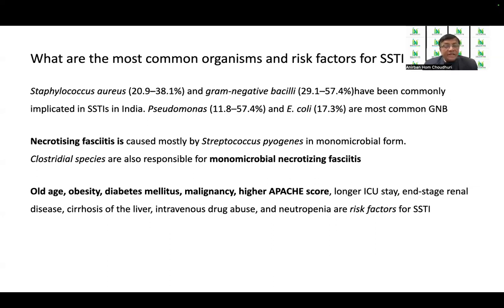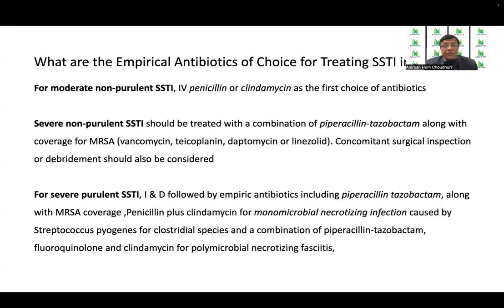Old age, obesity, diabetes, malignancy, higher Apache score, longer ICU stay, end-stage kidney disease, liver cirrhosis, IV drug abuse, neutropenia, all of these are the risk factors for skin and subcutaneous tissue infections. So what are the empirical antibiotics of choice for treating SSTI? For moderate, non-purulent SSTI, IV penicillin or clindamycin is the first choice.